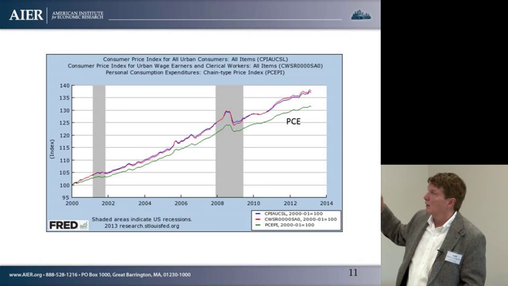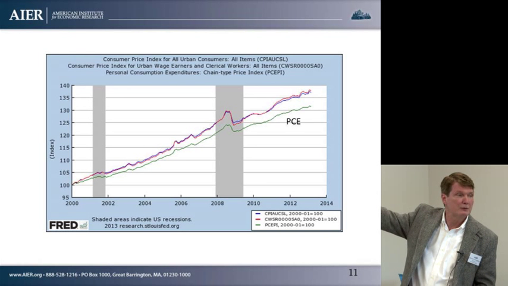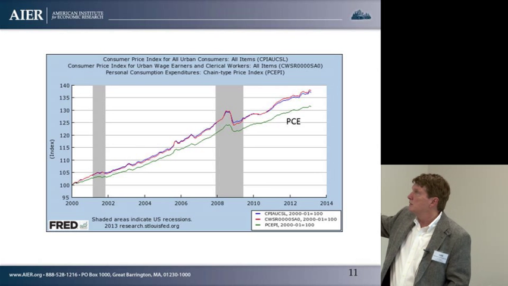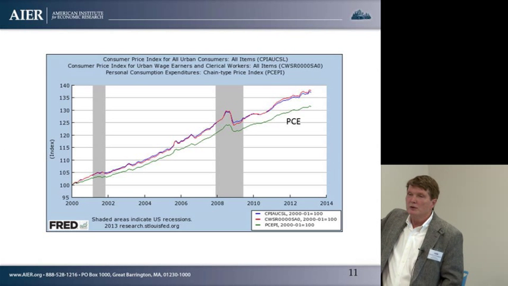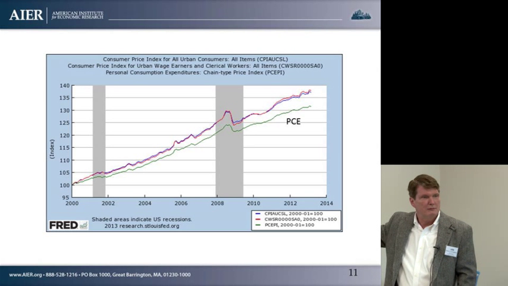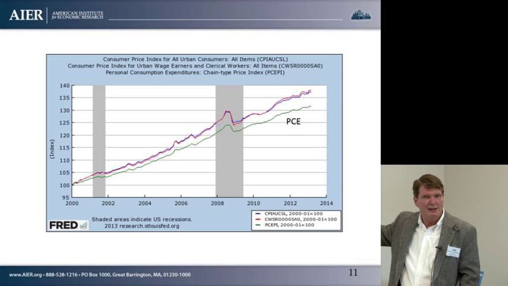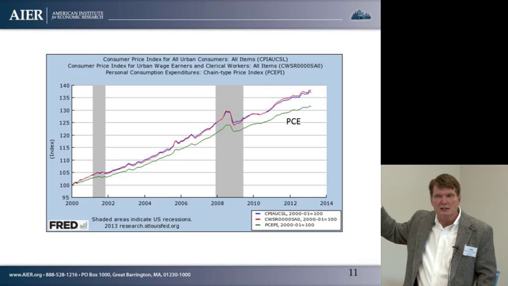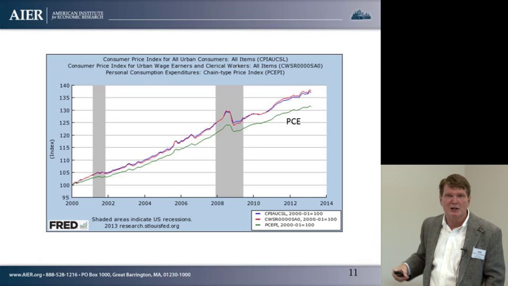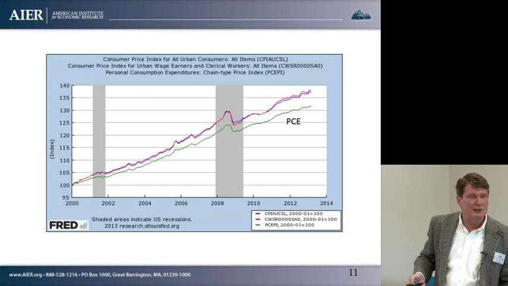It's substantially lower. I set these all equal to 100 in 2000 for convenience. And if your job is to keep inflation in check, keep prices more stable, then if I had a choice, I'd pick the one that's the easiest, and that would be the PCE. That'll be my target, because I'll have less trouble hitting that target.